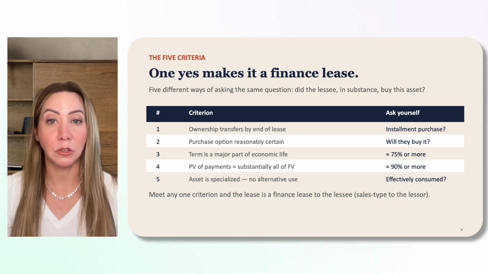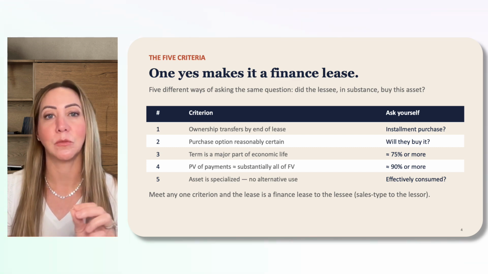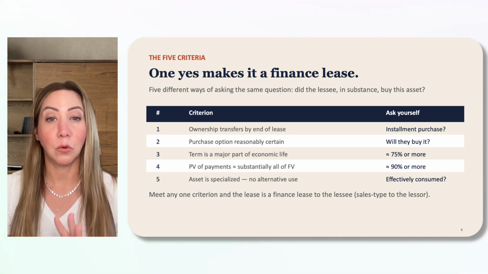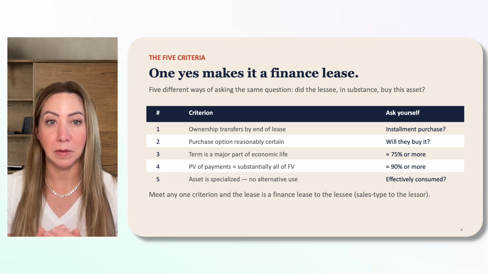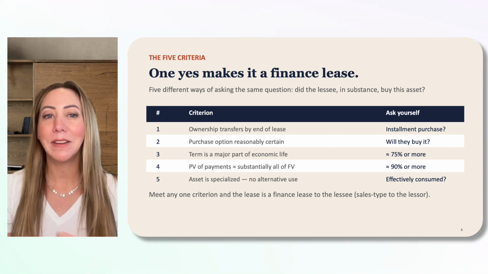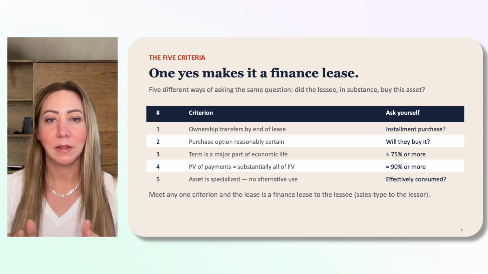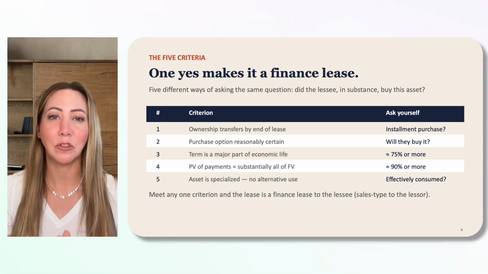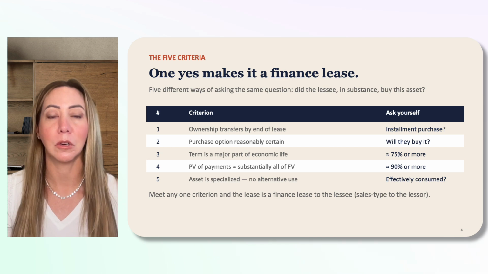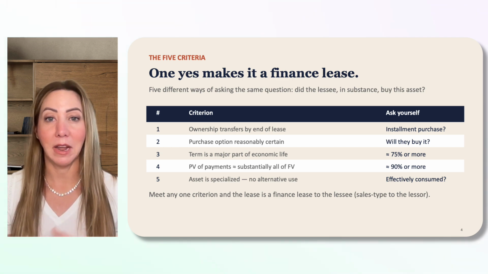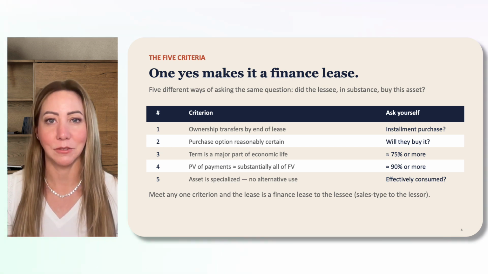3, the lease term covers a major part of the asset's remaining economic life. 4, the present value of the lease payments amounts to substantially all of the asset's fair value. If you're paying for the whole thing, you bought the whole thing. And 5, the asset is so specialized that it has no alternative use to the lessor when the lease ends. If nobody else could ever use it, the lessee has effectively consumed it.